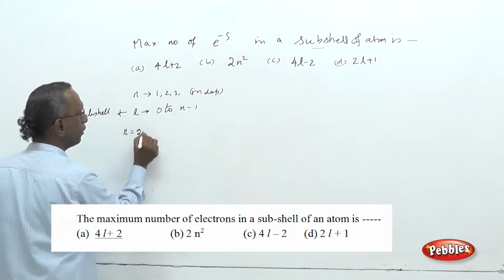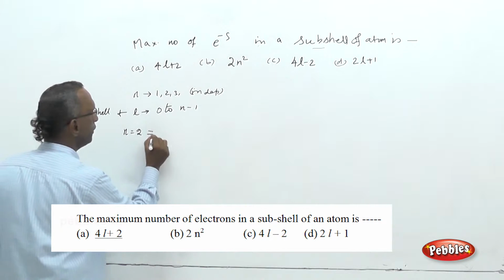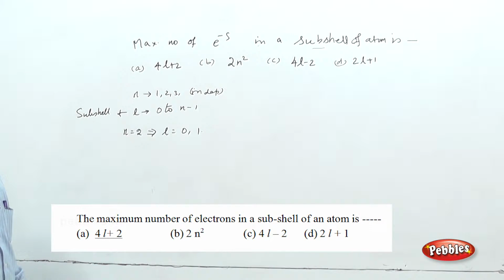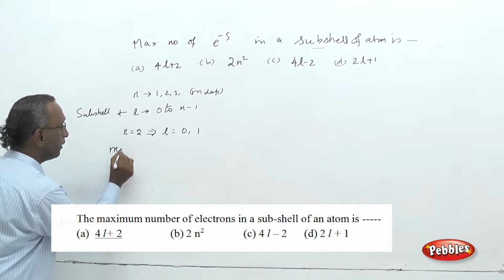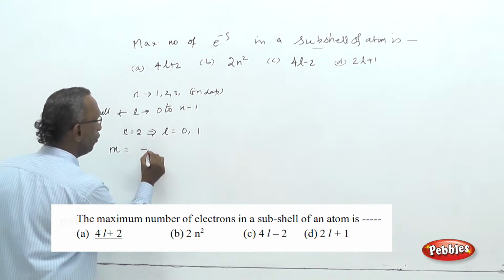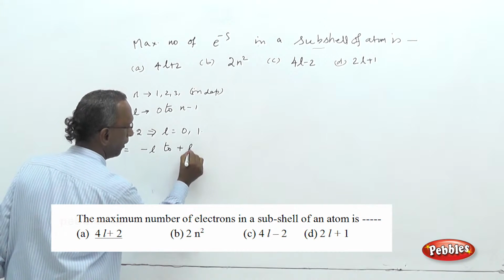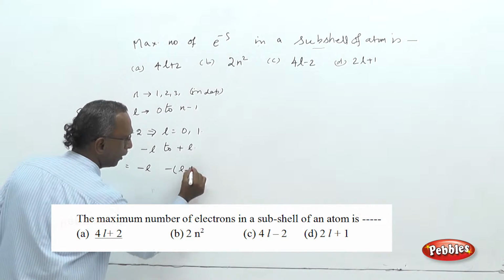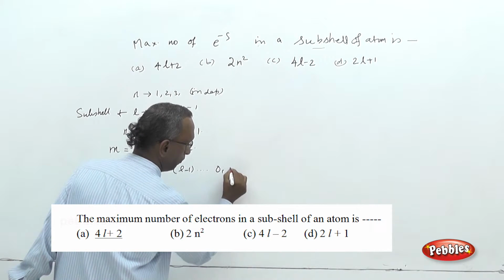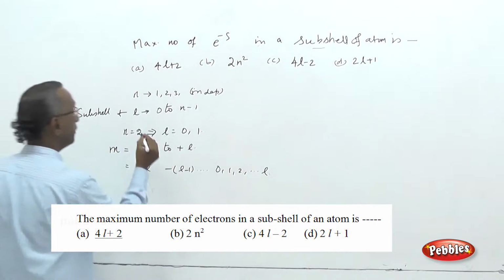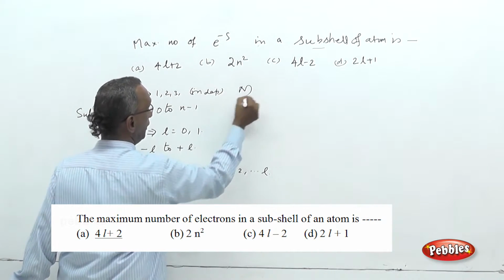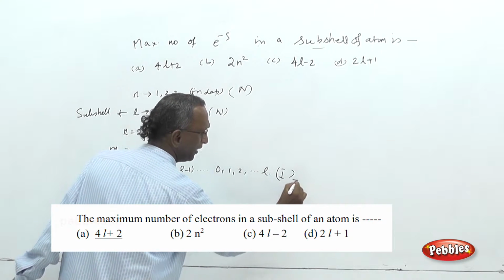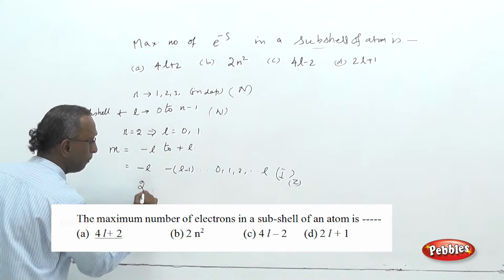What is meant by 0 to n minus 1? Let us fix n equal to 2. n equal to 2 means l values 0, 1. Then the third one is the magnetic quantum number, which gives the degeneracy. It takes the values minus l to plus l. These are integers, not natural numbers, which start from 1, nor whole numbers, which start from 0. Integers means Z.